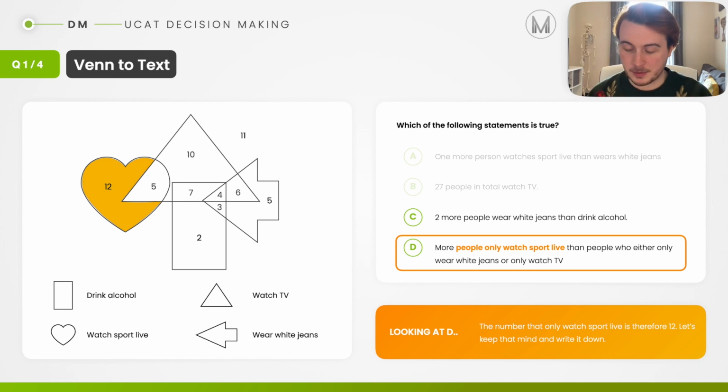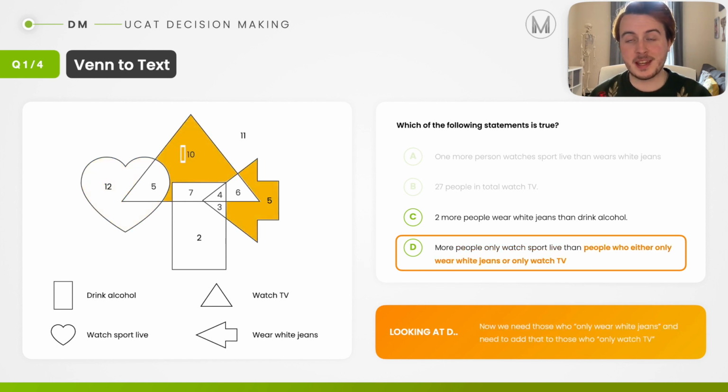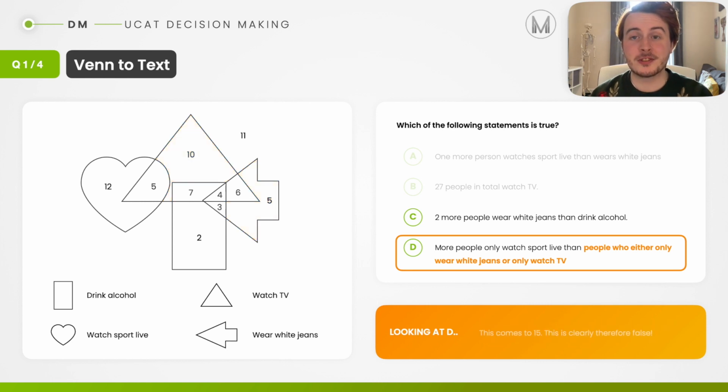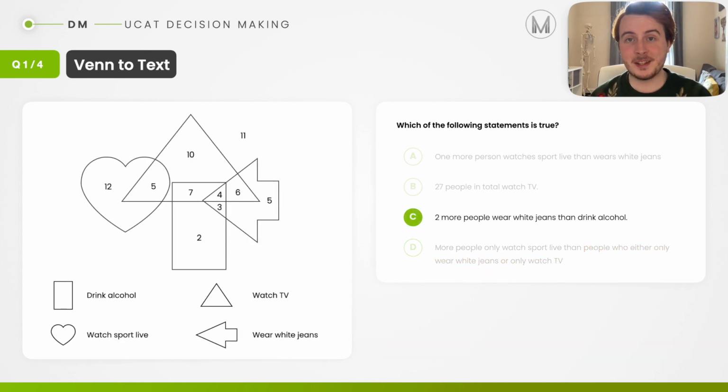Next, we're going to need the people who only wear white jeans or only watch TV. Again, we're going for the single sections that are not within any overlaps. People that only watch TV is going to be 10, and the people that only wear white jeans is 5. So it's going to be 15 there in comparison to that 12. You can see that 12 in no world is bigger than 15. So we're not going to be saying that one's true, and we can also rule out D in this case. So the correct answer for this one overall will be C. Well done if you managed to get that one.